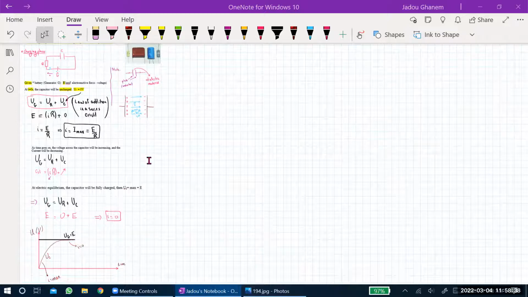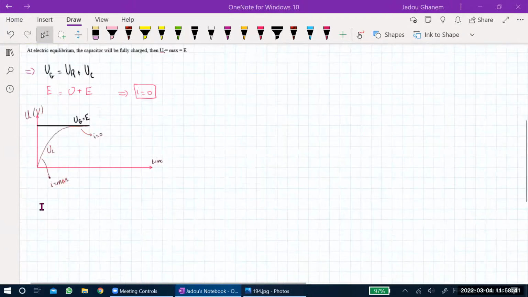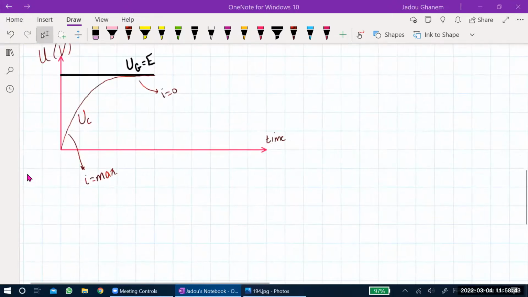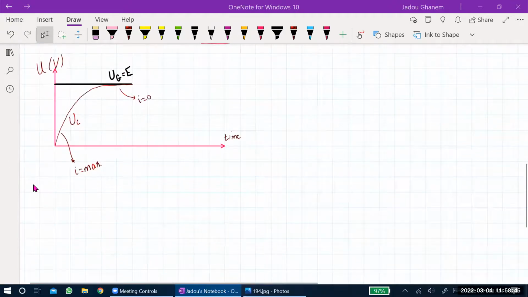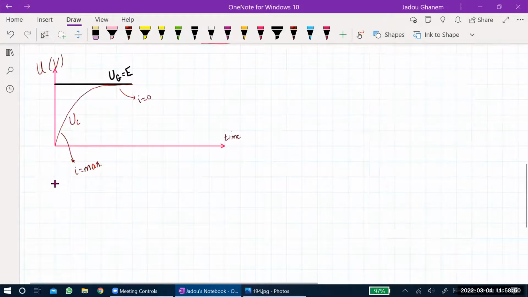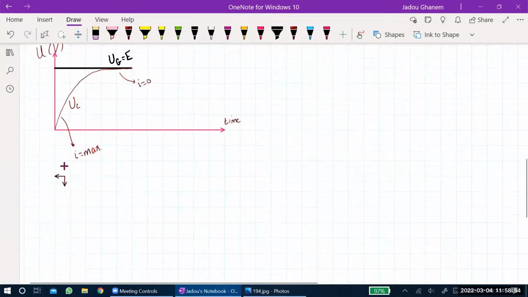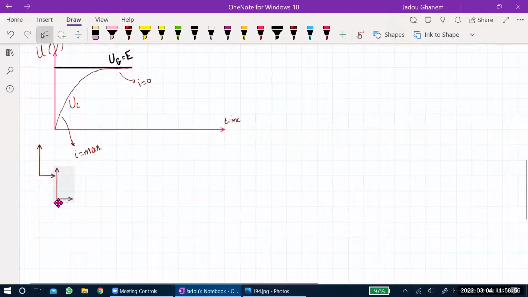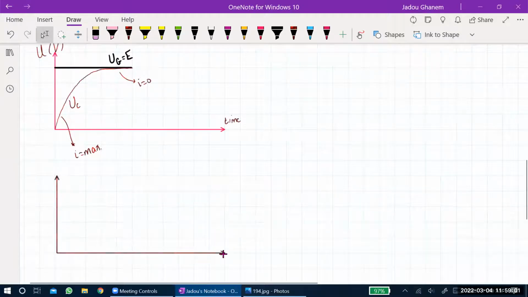Okay, great. Now I'm just going to draw a graph below this one to show the current at the same moment. Okay, so let's take the same graph, similar one. Let me show it here. Okay, so I'm just trying to draw the same graph.